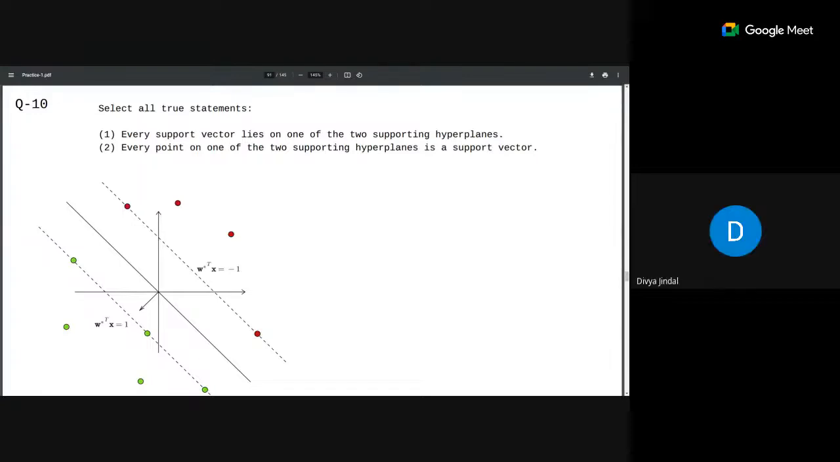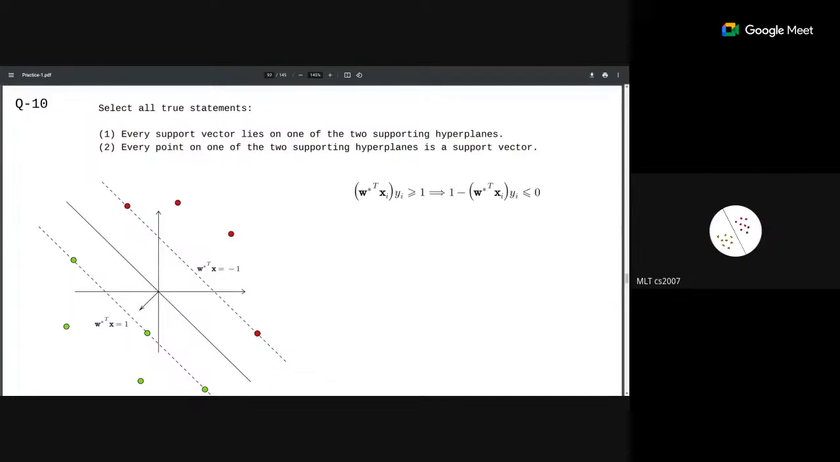I have a question. In hard margin SVM, is it possible that a point is correctly classified, but it lies between the support hyperplane and the decision boundary? No, that is not possible. By the very design of the algorithm, we want all points to lie beyond the margin. Okay.